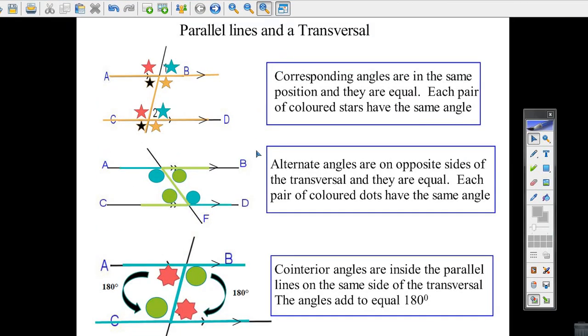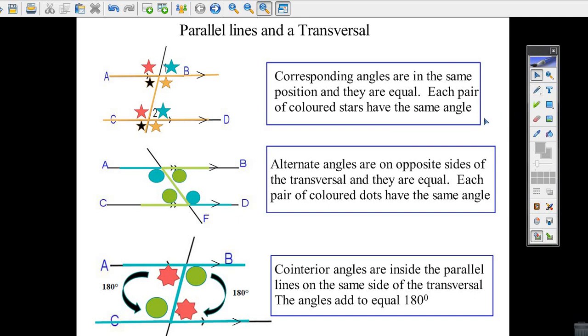Okay, we're going to do some revision of the three parallel line reasons, and let's just get started. Here we go. These are two parallel lines because they point in the same direction, and this line that cuts across them is called a transversal. When you have a transversal, a line that cuts across parallel lines, it creates four pairs of angles.